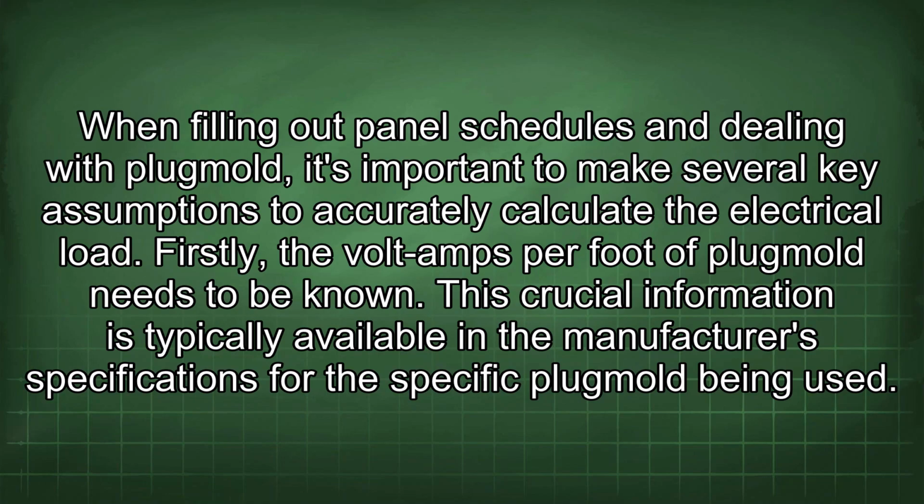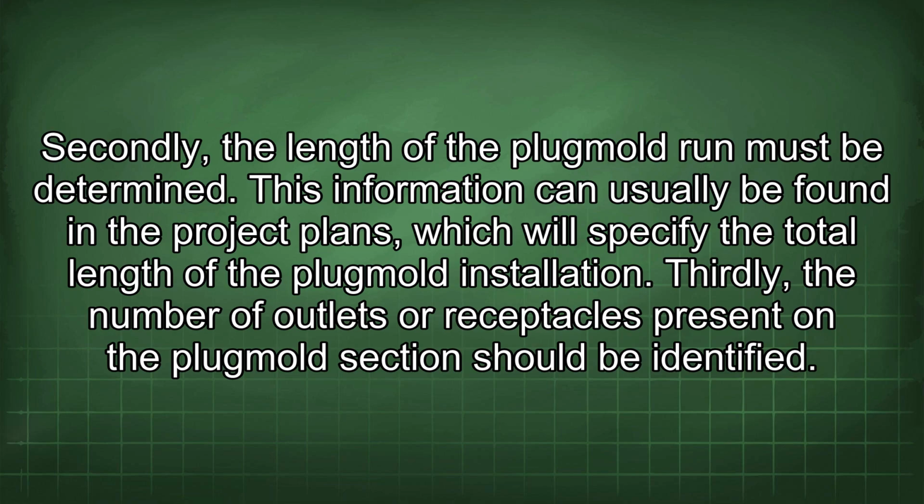When filling out panel schedules and dealing with Plugmold, it's important to make several key assumptions to accurately calculate the electrical load. Firstly, the volt-amps per foot of Plugmold needs to be known. This crucial information is typically available in the manufacturer's specifications for the specific Plugmold being used. Secondly, the length of the Plugmold run must be determined. This information can usually be found in the project plans, which will specify the total length of the Plugmold installation.